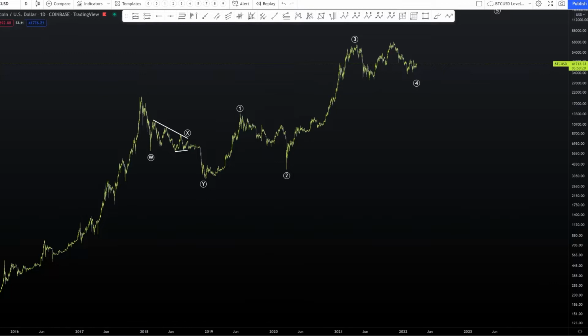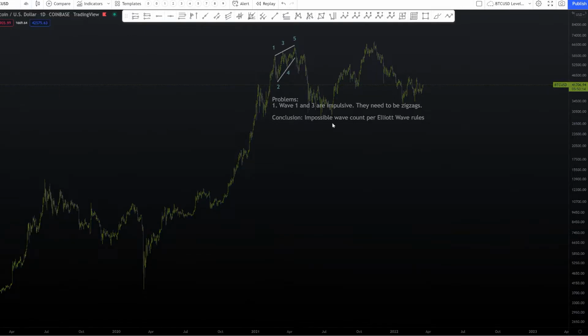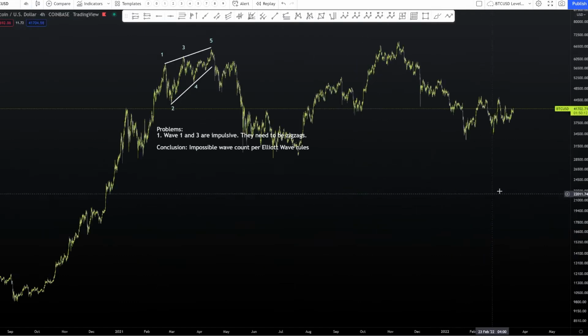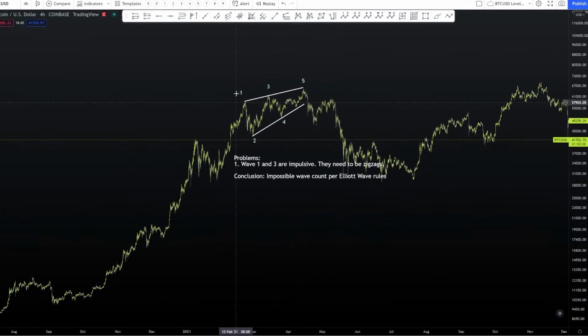The next false count, or the next incorrect count that I want to show you guys today would be this one right here. So let's go ahead and zoom in on the 4-hour chart to give you guys a little bit more detail on what we're looking at. And I'm sure a lot of you guys have seen this count right here, and that would be calling this all an ending diagonal as shown.